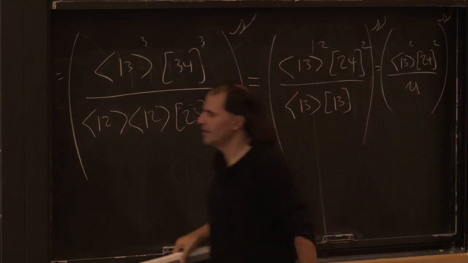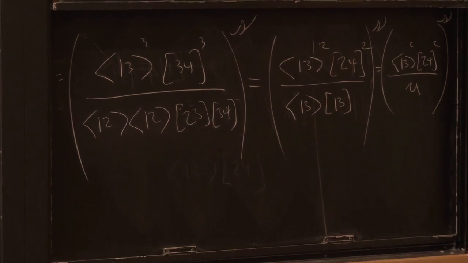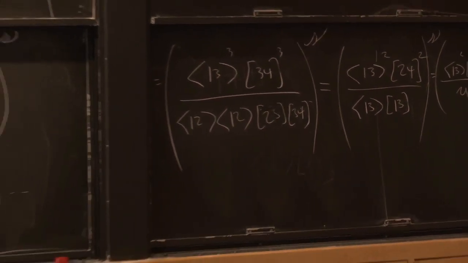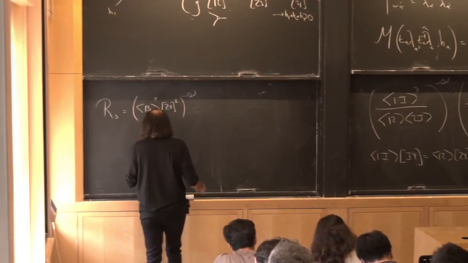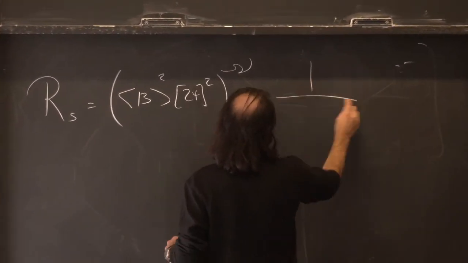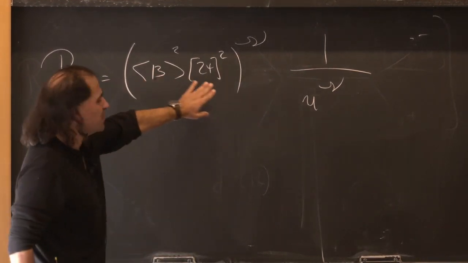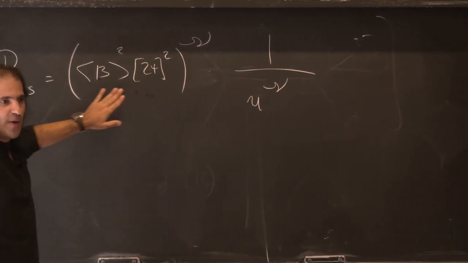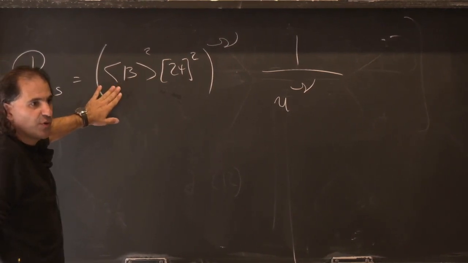Okay, so let's take stock here. So the residue in the s channel is, now there's a factor that's 1, 3 squared, 2, 4 squared to the power of s. But then there's something that looks like 1 over u to the s. Now, this factor makes perfect sense. This just gives us the correct helicity weights for everyone.